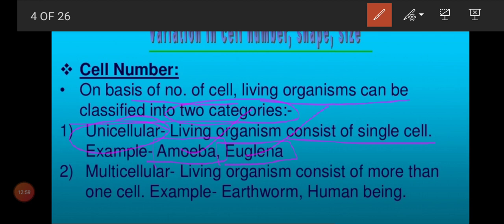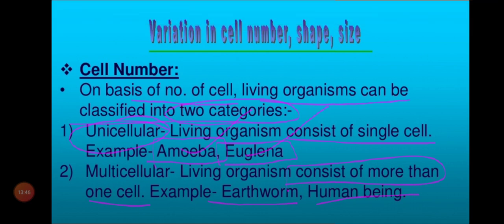And coming to multicellular: if a living organism consists of more than one cell, we call it multicellular. What are examples of multicellular organisms? Earthworm, human being, cow, goat, buffalo, mango tree, apple tree, banana tree, banyan tree, and all those things come under multicellular. Why? Because more than one cell is present. Is that clear, children? Based on cell number, we have only two categories, unicellular or multicellular. Unicellular means the organism possesses only one single cell. Multicellular means it contains more than one cell. Next we'll move on to the next slide.